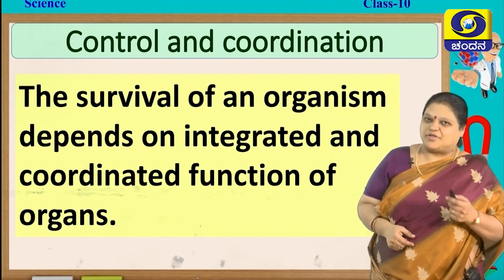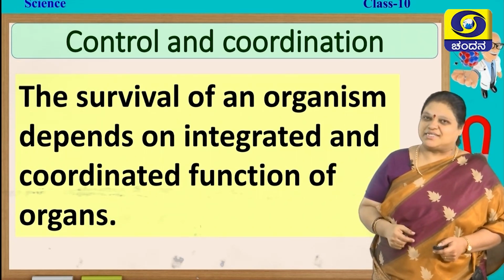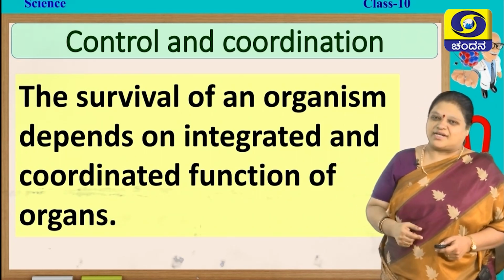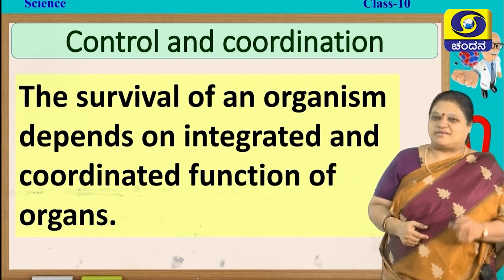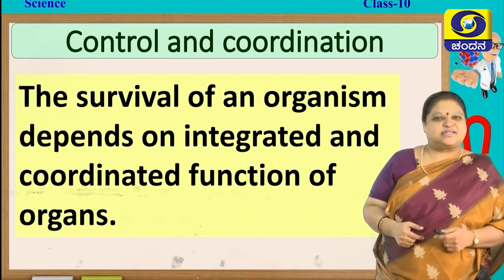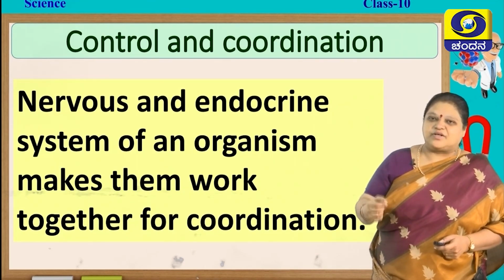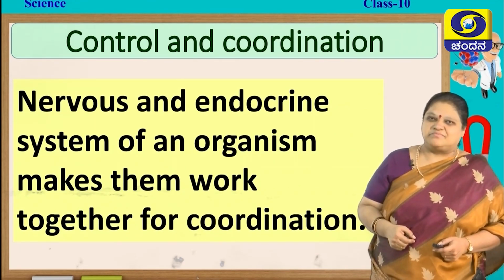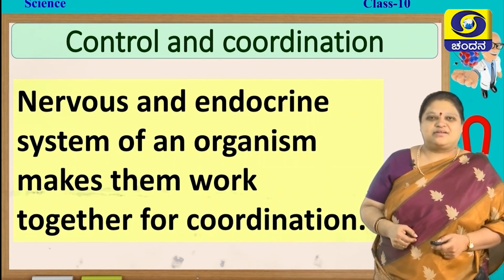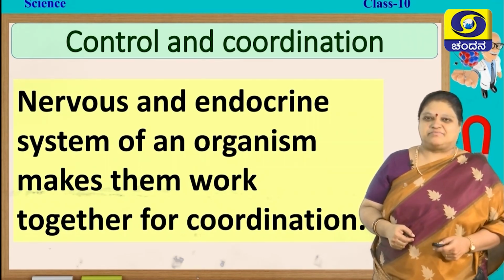Okay. I want you to write down control and coordination. The survival of an organism depends on integrated and coordinated function of organs. The nervous and endocrine system of an organism makes them work together for coordination.